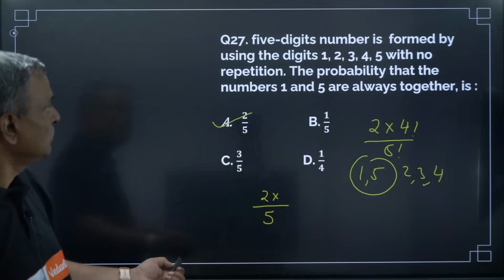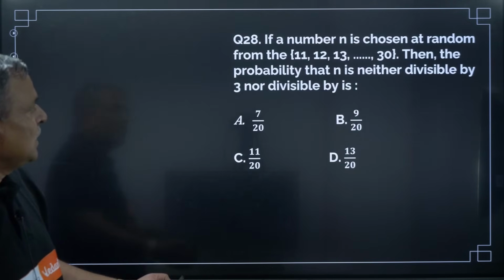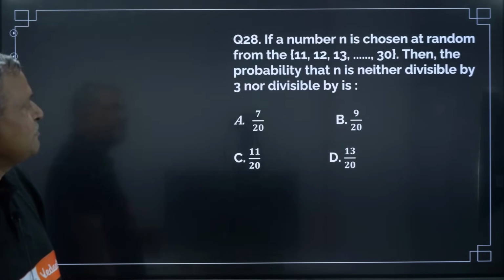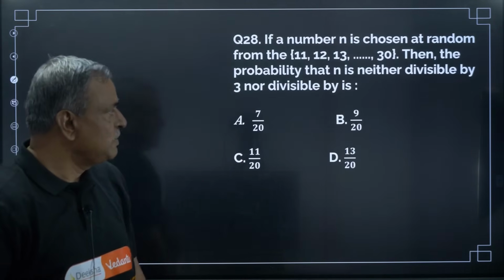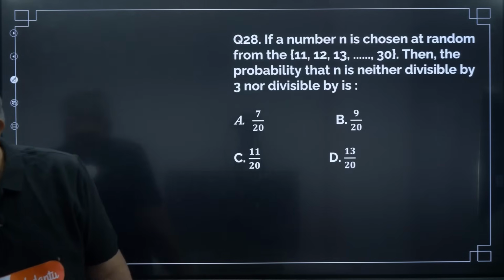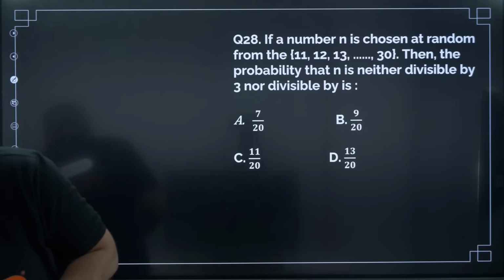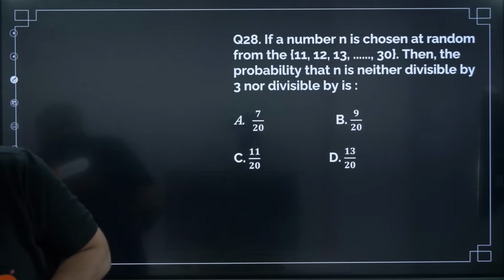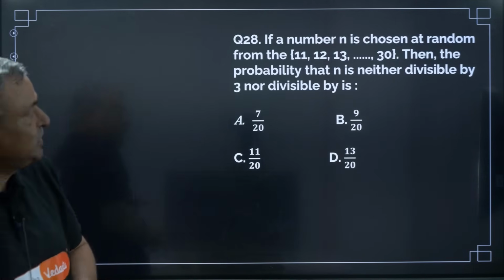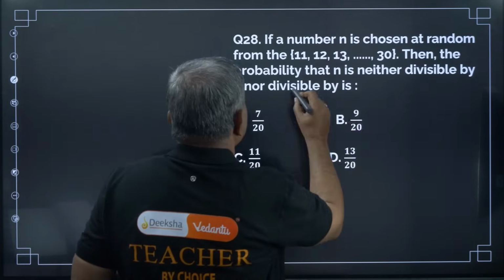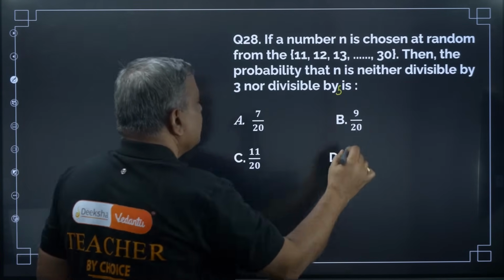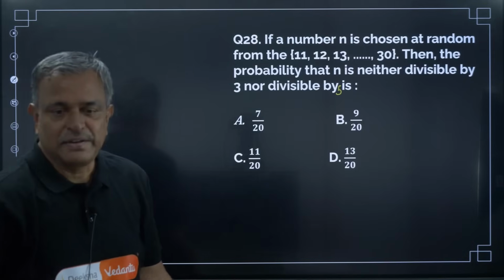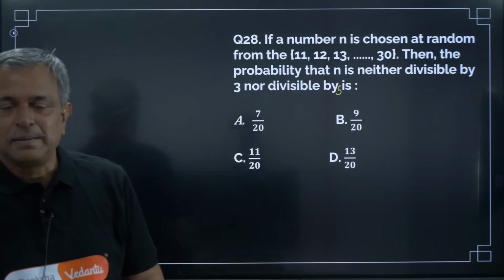Okay, next one. A number n is chosen at random from 11 to 30, then the probability that n is neither divisible by 3 nor divisible by 5. So there is a mistake, sorry. The question is divisible by 3 nor 5. Correct it. There is a typographical error. So that is a very simple question. I am leaving it to you.